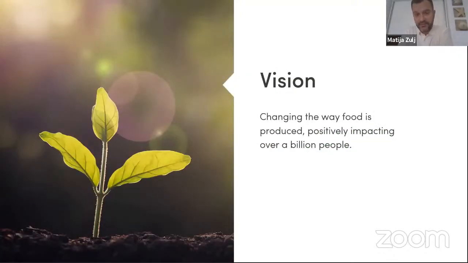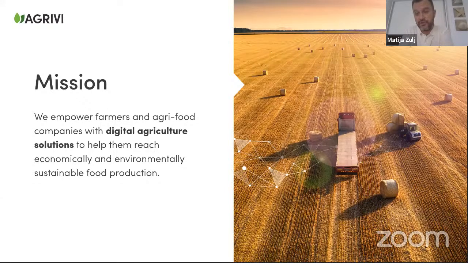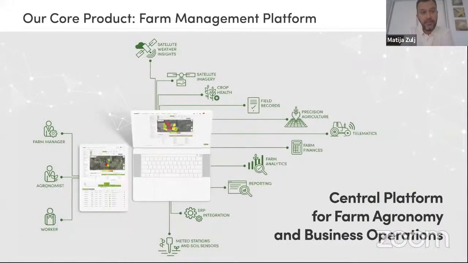I am founder and CEO at Agrivi, and I founded Agrivi in 2013 in Europe with the vision to change the way food is produced, positively impacting over 1 billion people. We do that by focusing completely on building digital agriculture solutions for the entire value chain. Both farmers of all sizes, from smallholder farms to enterprise farms, and all the stakeholders across the value chain. The ultimate goal is always to help everybody focus on reaching economically and environmentally sustainable food production. Our core product is a farm management platform.